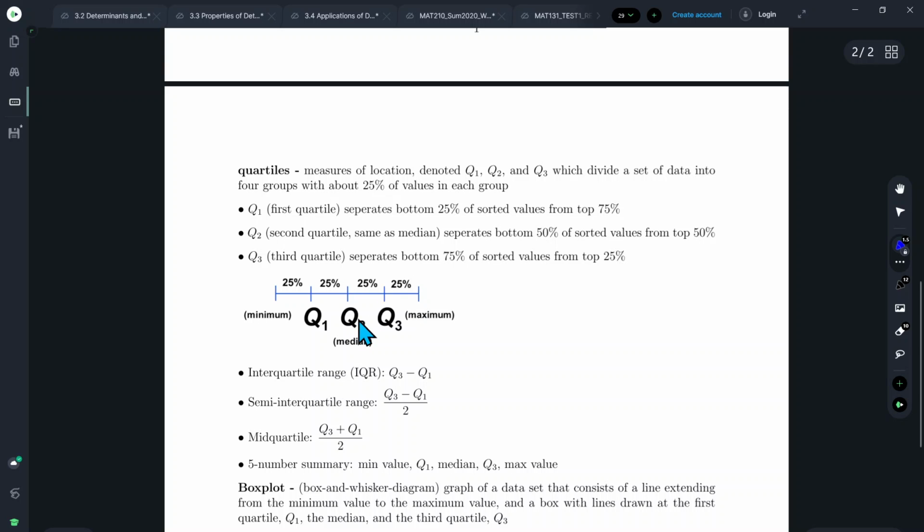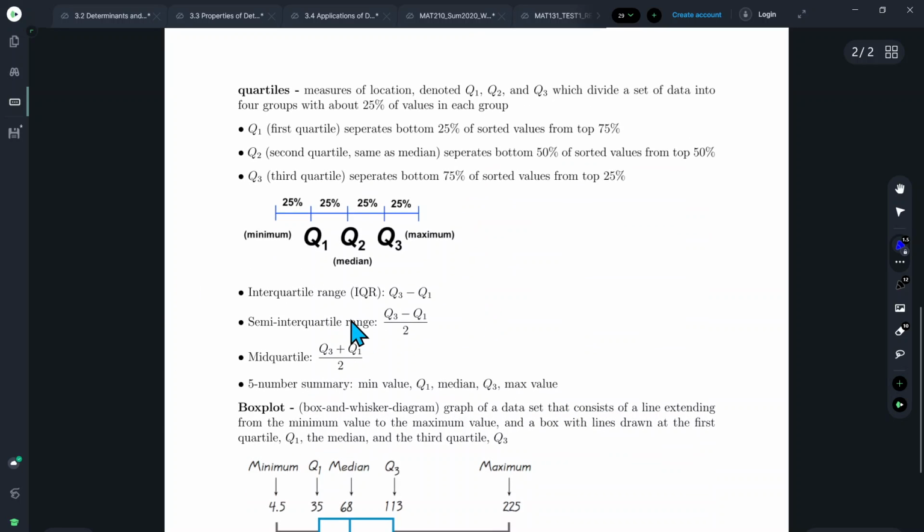The median, also called the second quartile, is the exact middle point where half of the data is to the left and half the data is to the right. And then Q3 is called the third quartile, and it separates the bottom 75% from the top 25%. So this is the information described in a box plot.